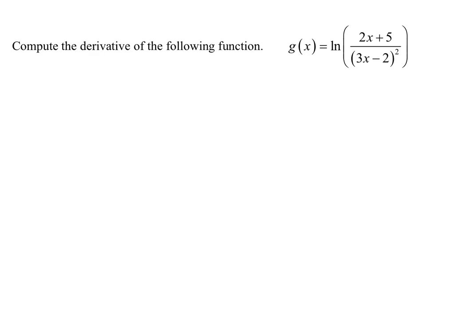Compute the derivative of the following function. G of x is equal to the natural log of the quantity 2x plus 5 divided by the quantity 3x minus 2 squared. Now, if we wanted to take the derivative using some of our derivative rules, this would be a composite function because we have this natural log function as our outer function, and then the inner function is a pretty nasty quotient. So that would require both chain rule as well as quotient rule, and while we could do it that way, it'd be pretty complicated and quite messy.